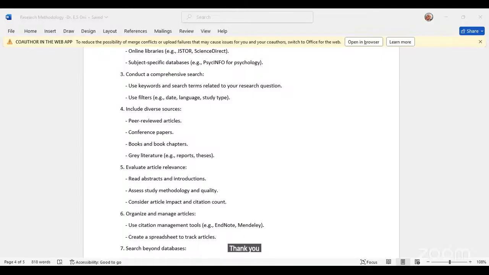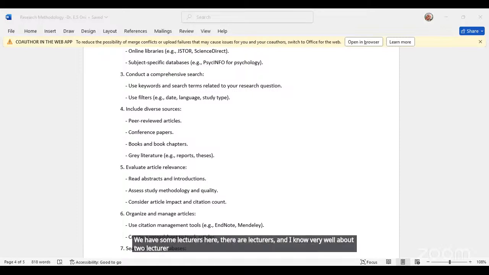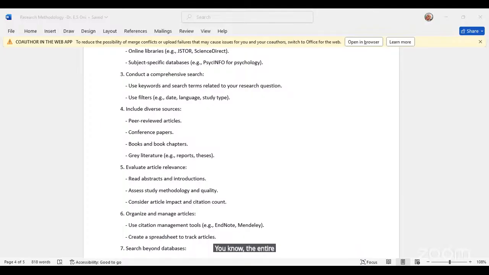Thank you. For any other question, or contribution, we have some lecturers here. I know very well about two lecturers here, they are very sound. So the floor is open for them to make contributions. We are interacting now. Dr. Akinlabi, Dr. Ajayi, your input, Dr. Akpan, your input. If you're in the house, I can see you are in the house.